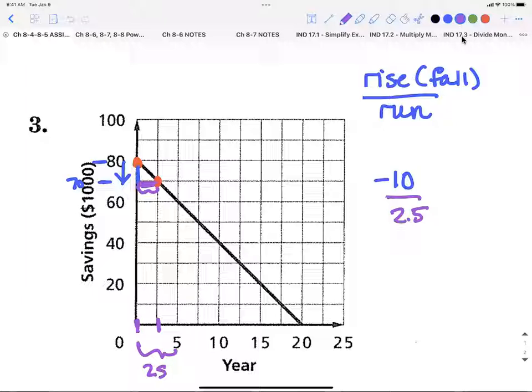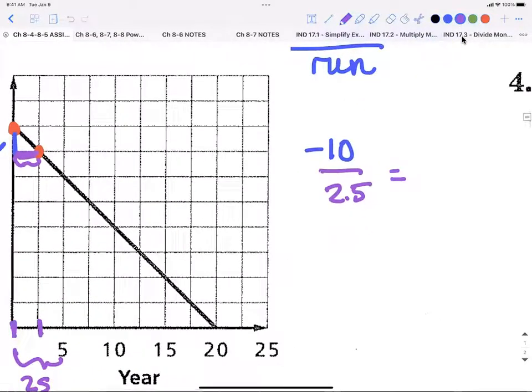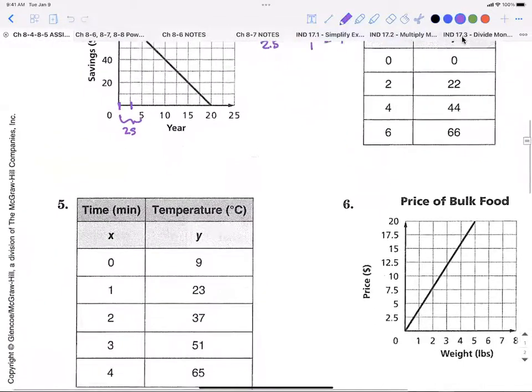Okay. And if you want, you can try to reduce this, right? Put in your calculator 10 divided by 2.5 and you get 4. And again, if you want to put 4 over 1 or if you want to put 4, I'm fine with either one of those, as long as you try to reduce it. Are we good there?